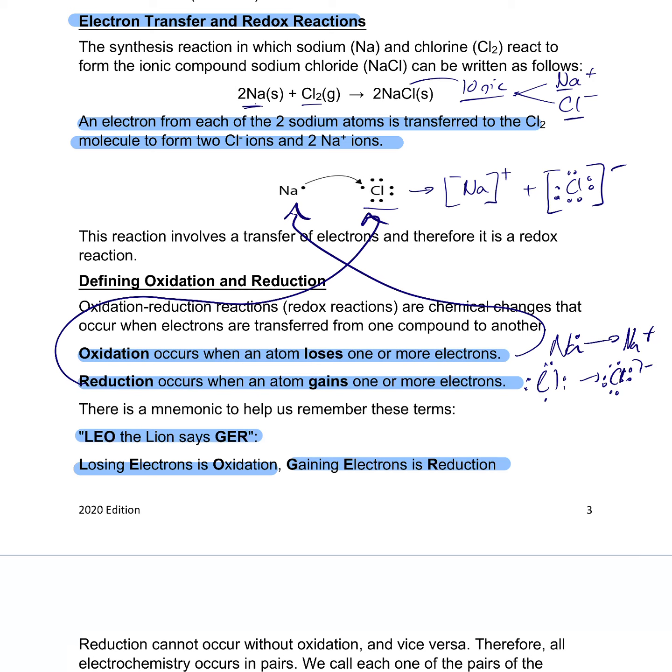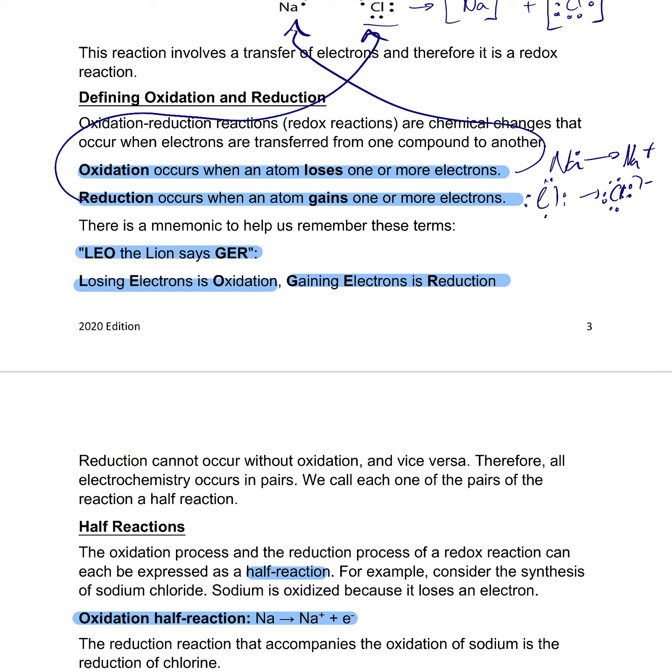So if you have trouble remembering this, there's a mnemonic called Leo the lion says grr. Leo the lion: losing electrons is oxidation, and grr: gaining electrons is reduction. I've also heard OIL RIG: oxidation is loss, and reduction is gain. Whatever works for you. Try to make sure you can keep this in mind. I always think about oxidation as when the oxidation number goes up, and we'll talk about oxidation number in a second. Reduction is when the number goes down.